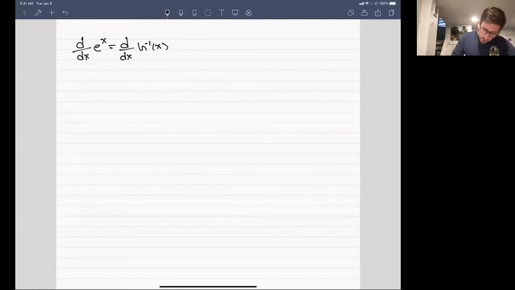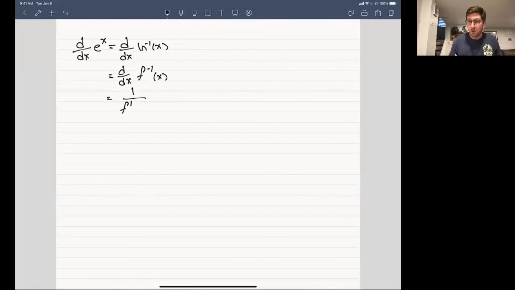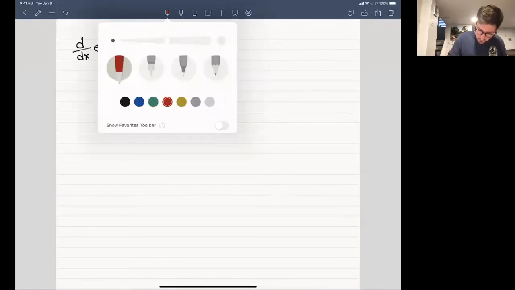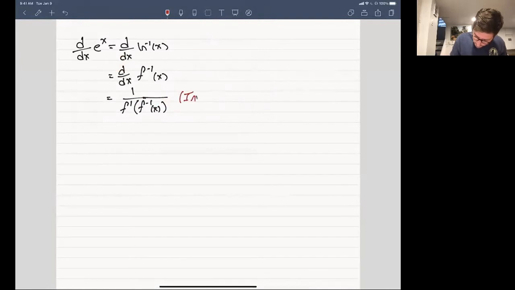And now we can use what's called the inverse function theorem. So let me just write this abstractly for a moment. It says that if we would like to take the derivative of an inverse of a function, this is actually equal to 1 over the derivative of the original function, and then composed with the inverse at some value of x. So this is called the inverse function theorem. Maybe we can put a note here. Inverse function theorem.